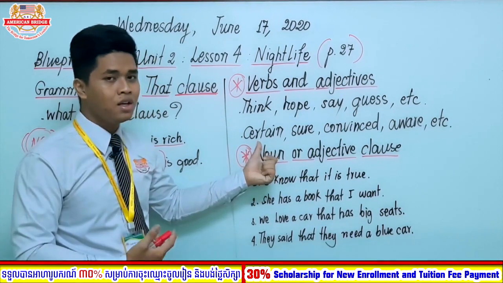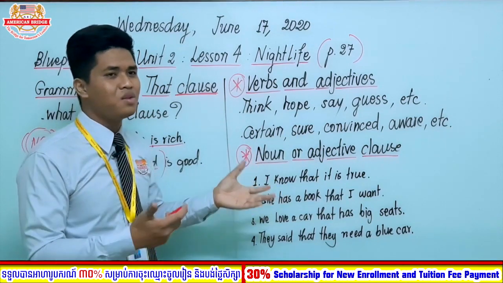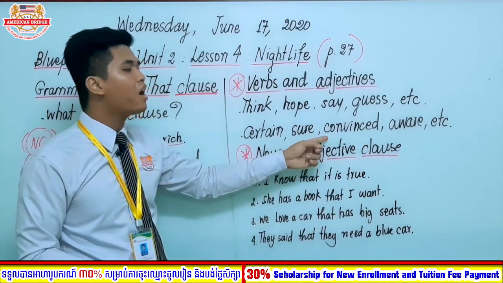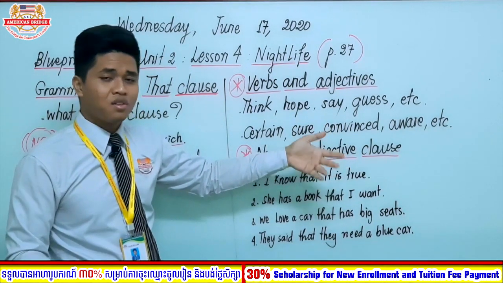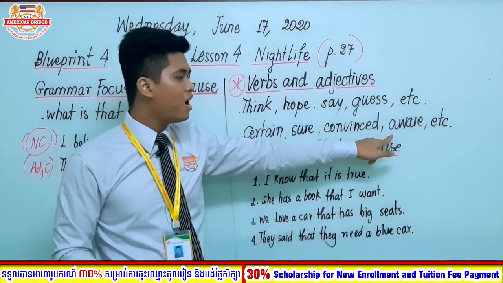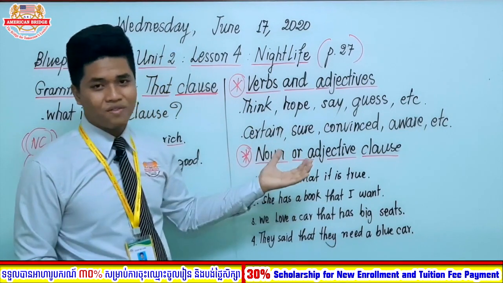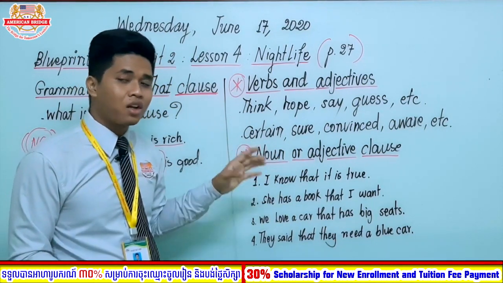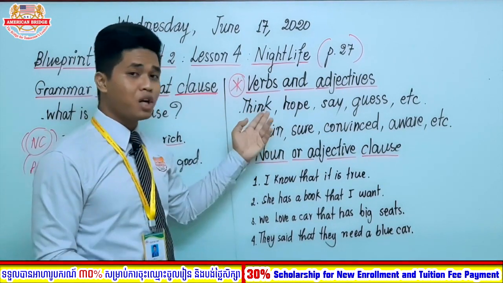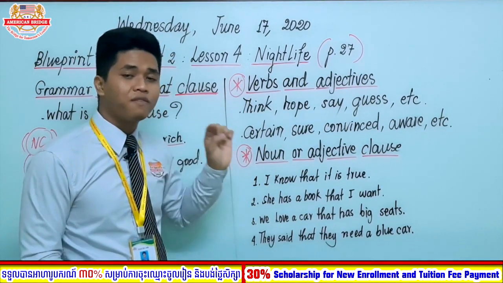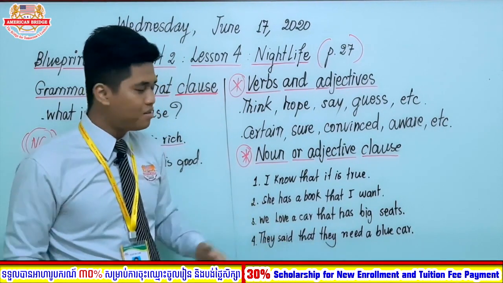It is certain that he will come. I am not sure that he will come. I am not fully convinced that he is rich. I am not aware that you are here. So these are the adjectives that you can use with that clause. And remember, the that clause that comes after these verbs and adjectives functions as a noun clause, right? It's easy and simple.